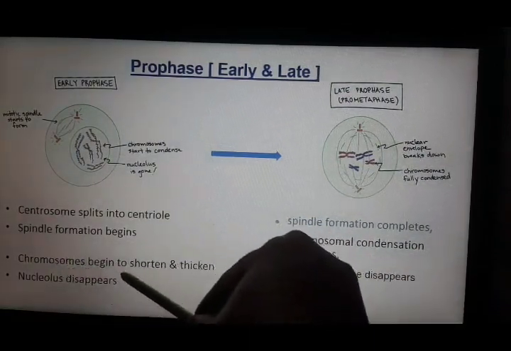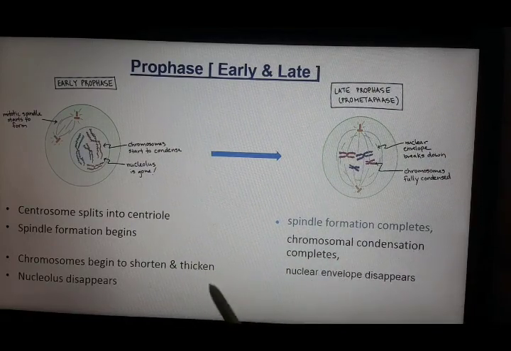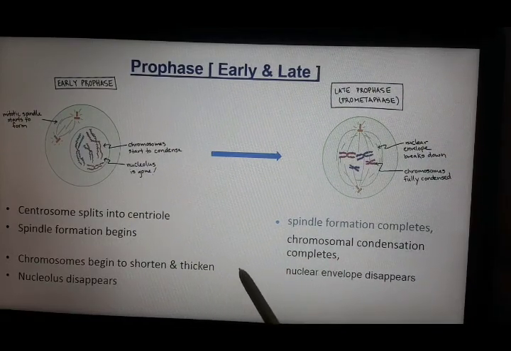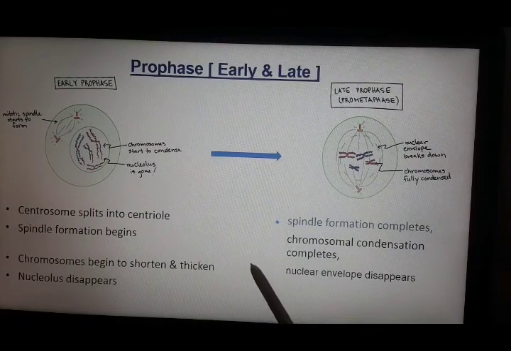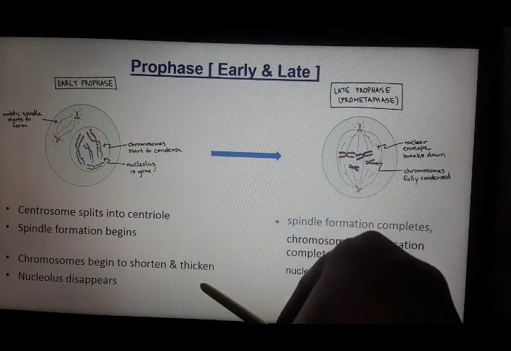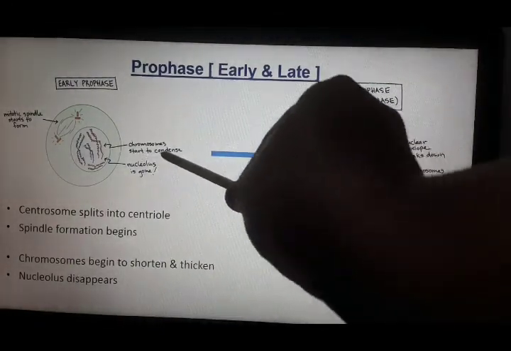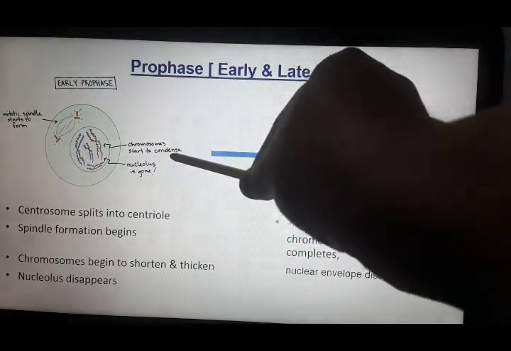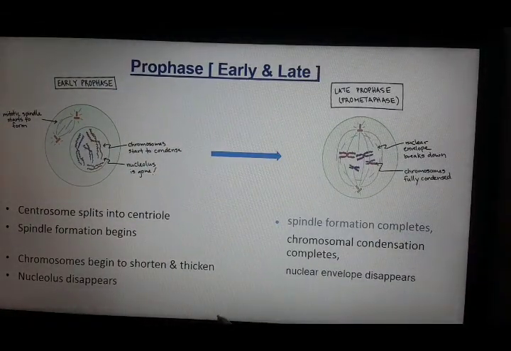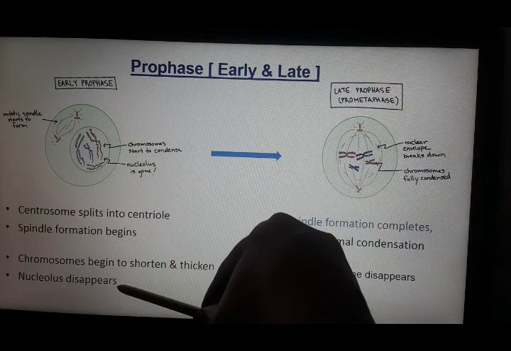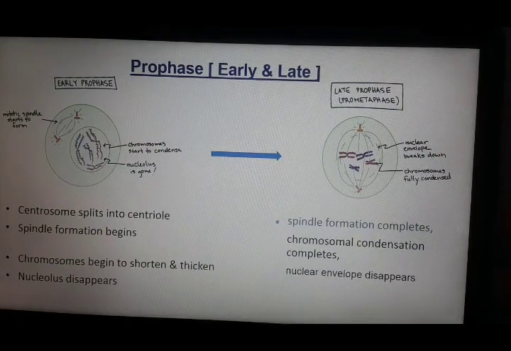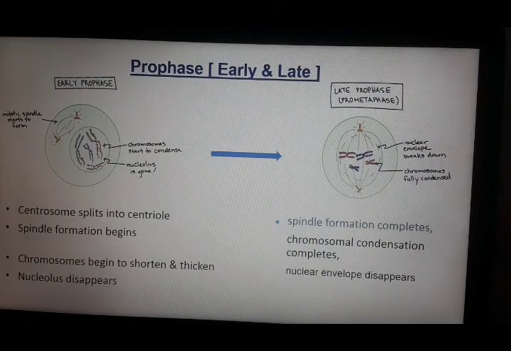The third one is chromosomes begin to shorten and thicken. That means till now the chromosomes were thread-like, right, interwoven, but now they supercoil over themselves to be shortened and thickened. That means you may call it condensing. If you can see, the label says chromosomes start to condense, become short and thick. And the last one in early prophase is nucleolus disappears. I hope you understand that nucleolus is a small portion present within the nucleus and it is responsible for formation of RNAs, that is ribonucleic acid.